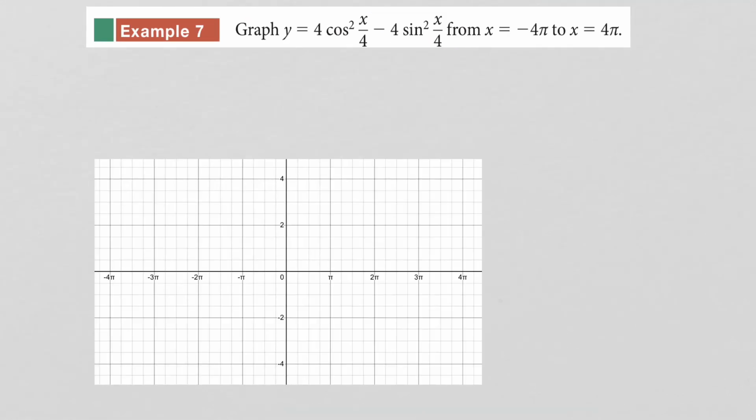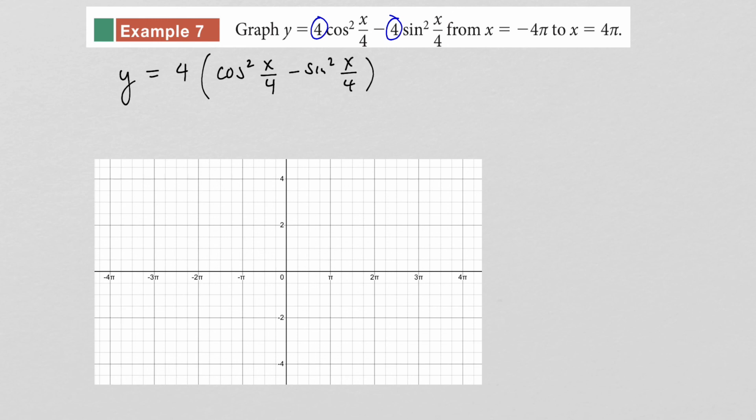And in our last example, we are once again asked to graph the function y equals 4 times cosine squared of x over 4 minus 4 times sine squared of x over 4. And what I'm going to do to help us start is I'm just going to factor out the 4 that you see in front. So we have y equals 4 times the quantity cosine squared of x over 4 minus sine squared of x over 4.